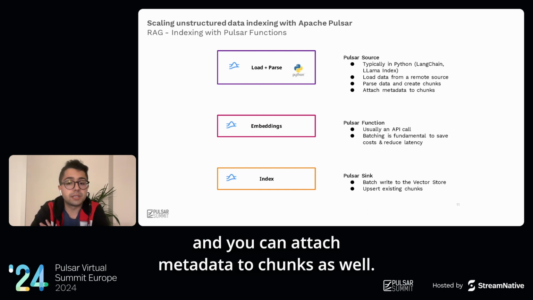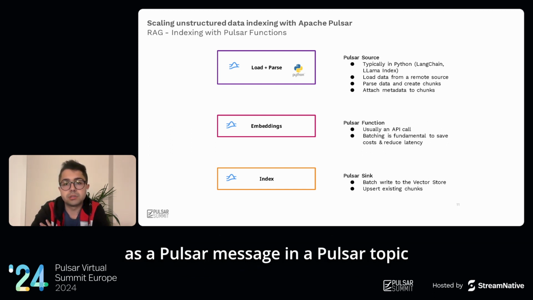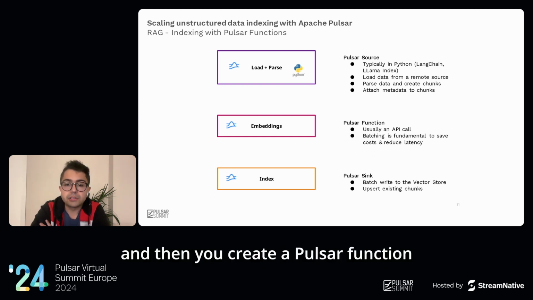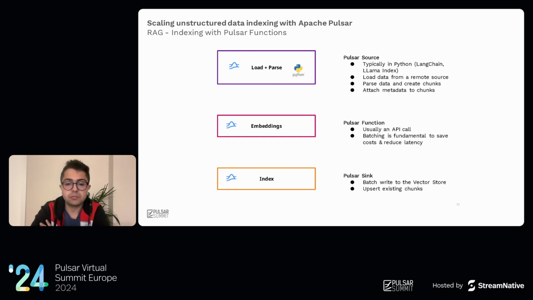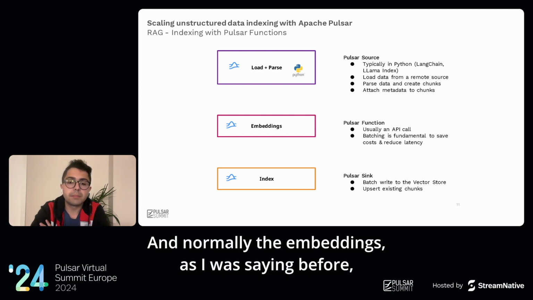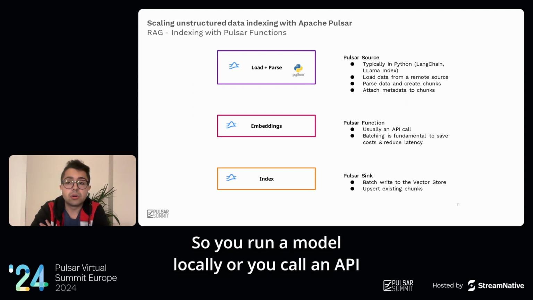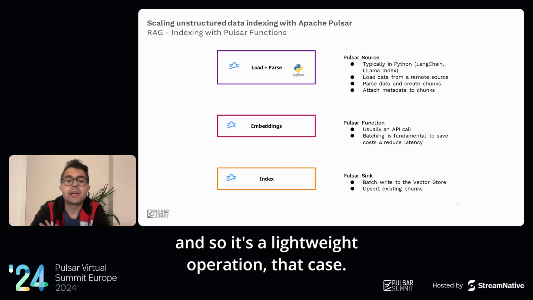And you can attach metadata to chunks as well. And you push each chunk as a Pulsar message in a Pulsar topic. And then you create a Pulsar function that reads from that topic, and you embed the text into a vector. Normally, the embeddings, as I was saying before, could be local, so you run a model locally, or you call an API. And normally, the API is just HTTP traffic, so it's a lightweight operation in that case.